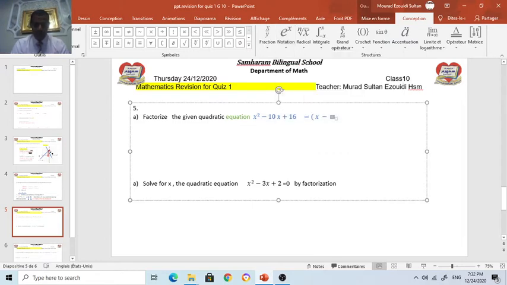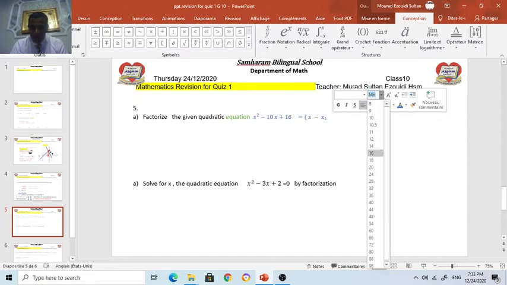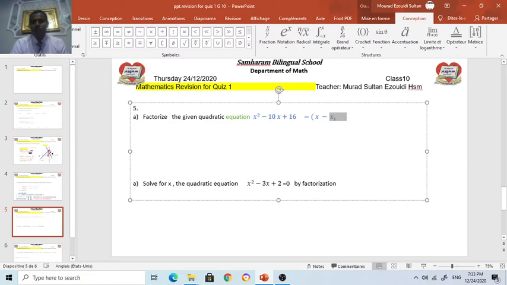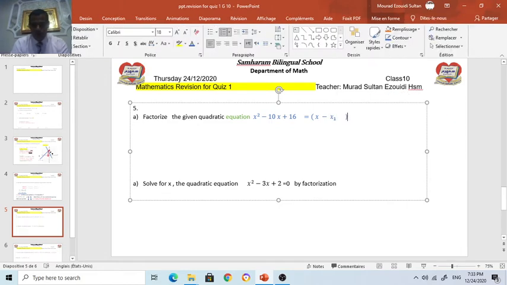I will write here x1, okay, I will make it big, then multiply by parentheses x minus x2, then I will close my parentheses. Then this is x1, I will change this to 2.